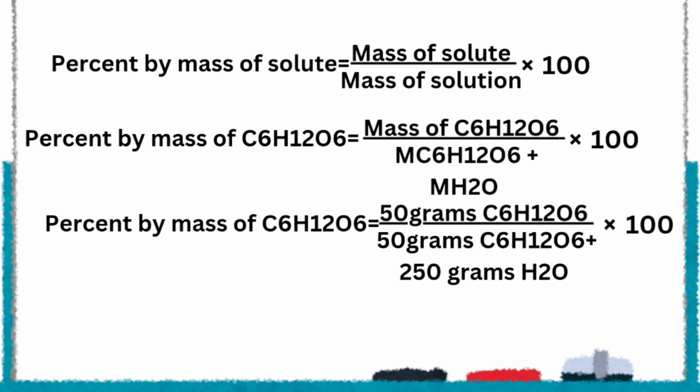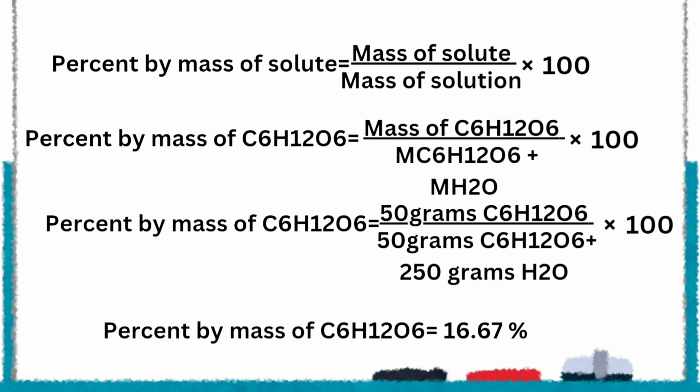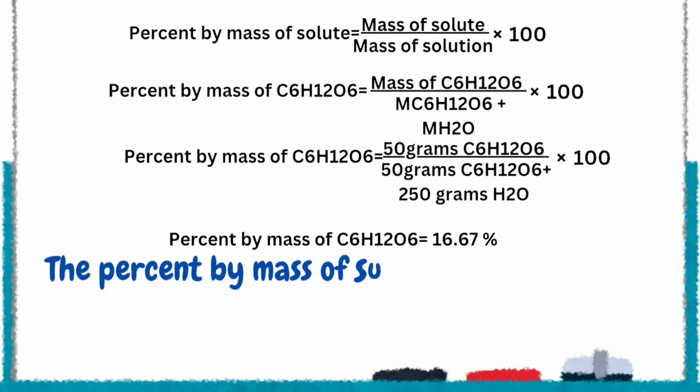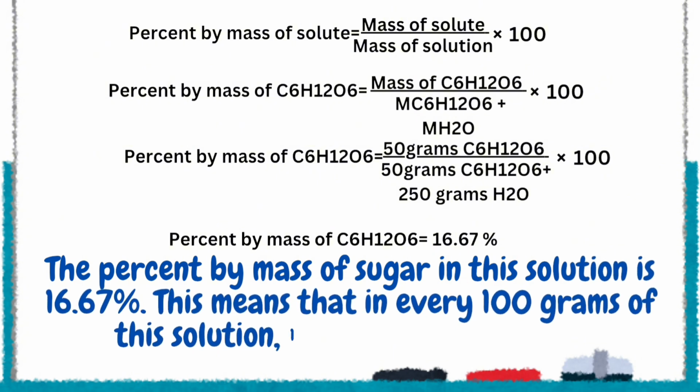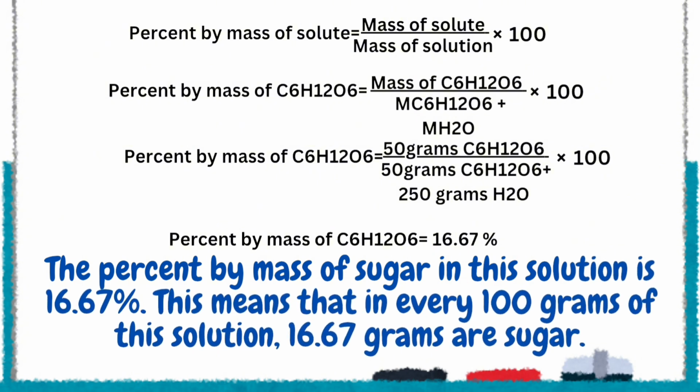Percent by mass of sugar is equal to 50 grams over 300 grams multiplied by 100, which is equal to 16.67%. So, the percent by mass of sugar in this solution is 16.67%. This means that in every 100 grams of this solution, 16.67 grams are sugar.